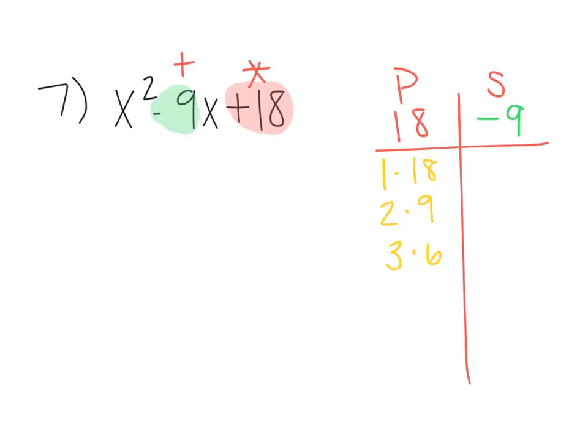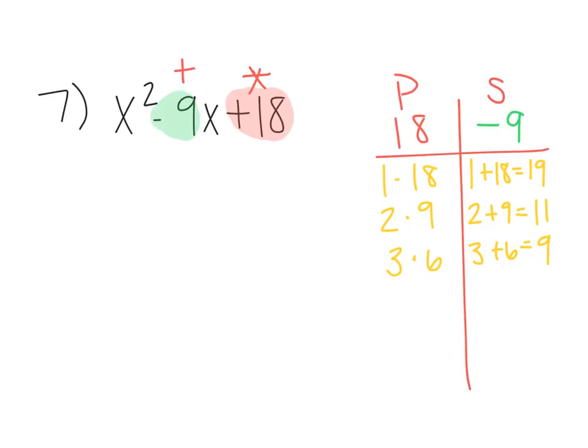Well, if I start adding those, because on the right side, remember, I need to add them: 1 plus 18 is 19, 2 plus 9 is 11, and 3 plus 6 is 9. But remember that we don't need a positive 9, because notice my number here says negative 9. I need a negative 9. There's actually 3 more sets of numbers that multiply to give us 18.